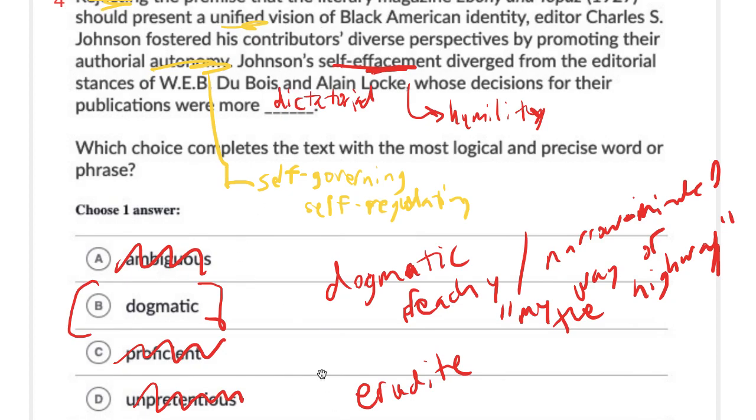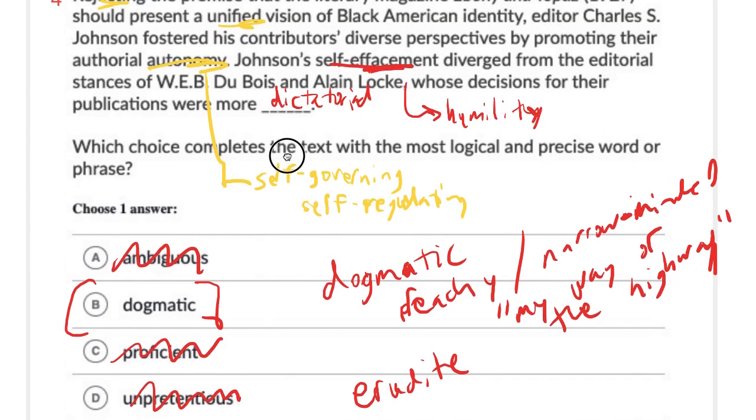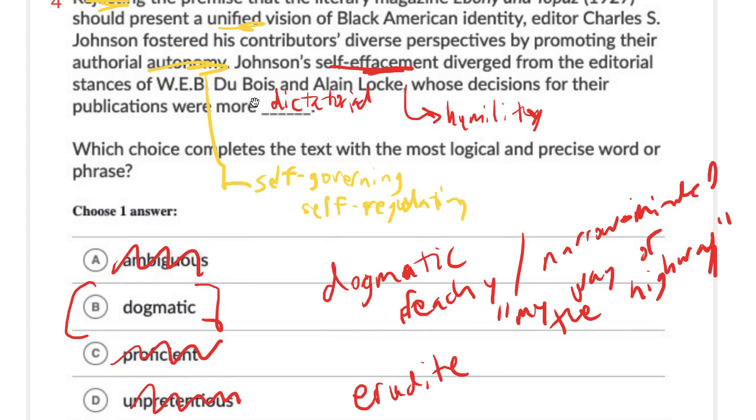So, yeah, dogmatic. They want people to toe a certain line. They want to have a unified vision that is in line with their own vision.